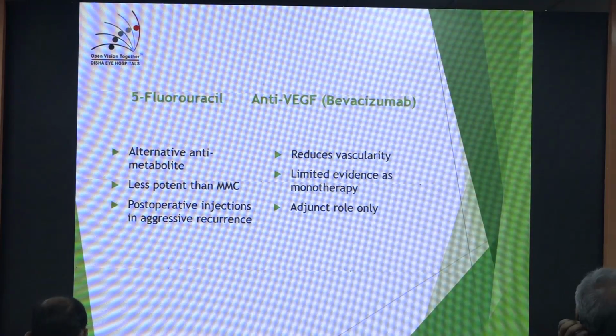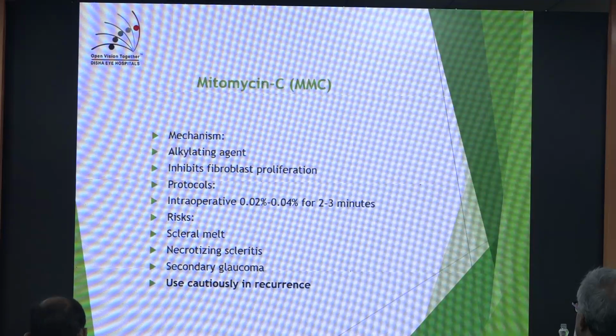Other adjuncts like 5-fluorouracil and anti-VEGF agents have been tried. While they may reduce vascularity and fibroblast activity, evidence supports their role only as adjuncts, not as standalone therapy. Now, mitomycin C is a powerful antifibrotic agent. Used judiciously, it significantly reduces recurrence, but it comes with potentially devastating complications such as scleral melt and necrotizing scleritis. Therefore, MMC should be used selectively, but never routinely.